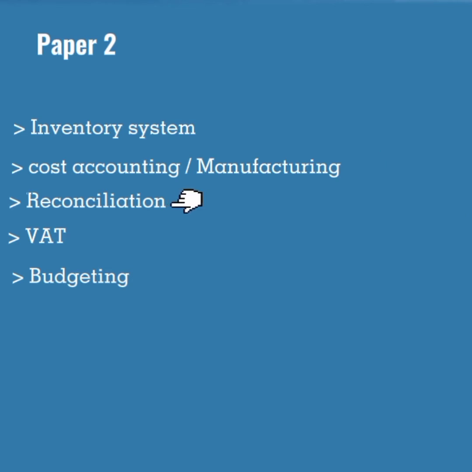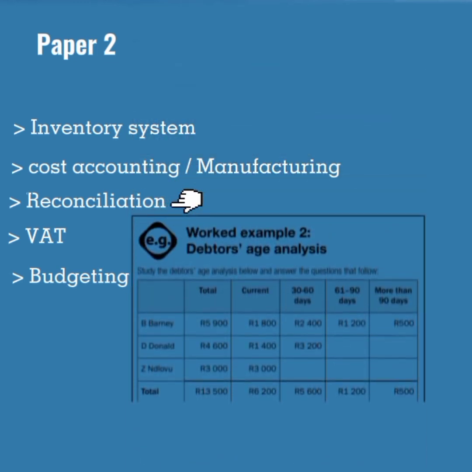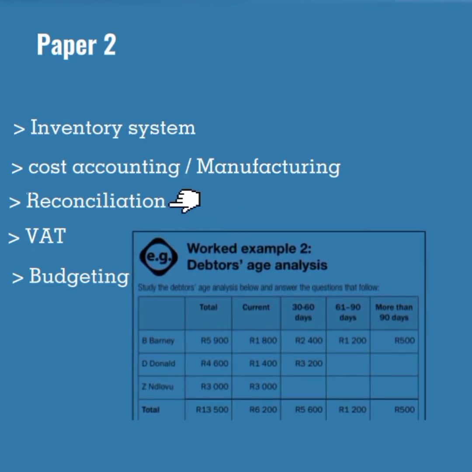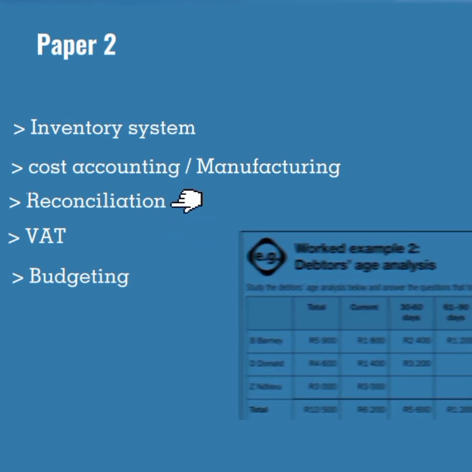The third topic is reconciliation. This topic is big as there are some few things that were added. In this topic you are still going to deal with bank reconciliation and the creditors reconciliation. The new things that were added are internal creditors reconciliation, debtors reconciliation, and debtors age analysis. You need to understand how to reconcile to ace this topic.